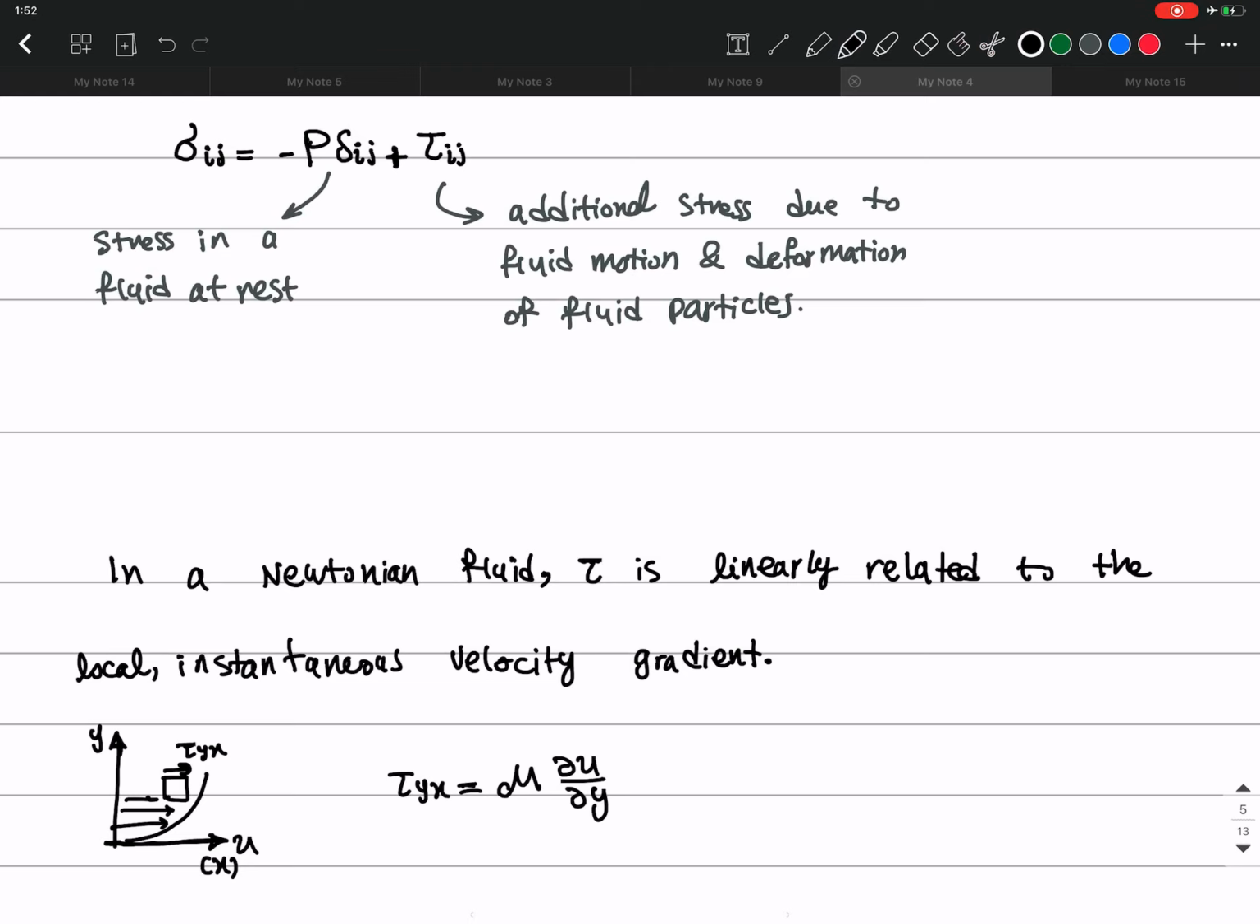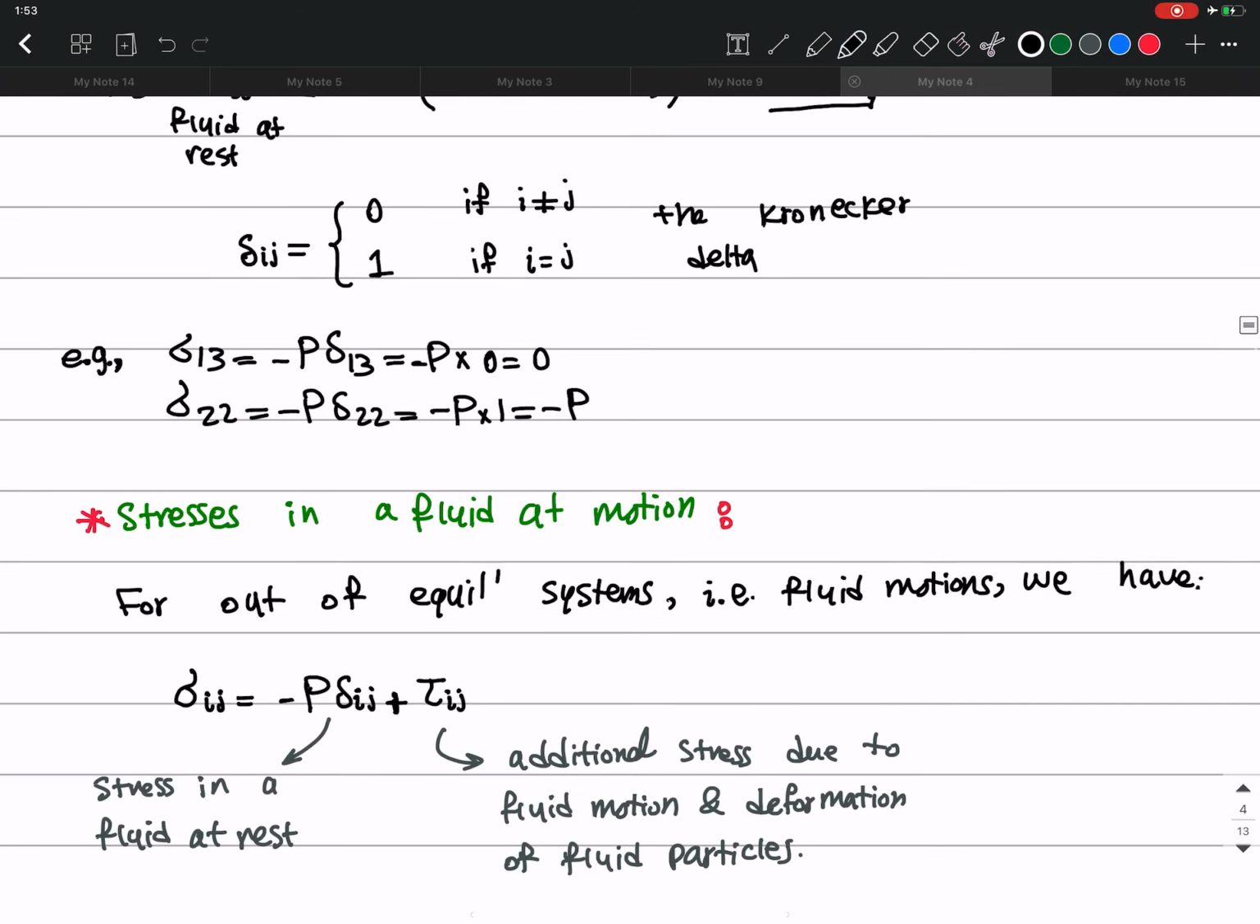Okay, so now we are going to use this, and then in the next session I am going to use this to derive a formula for the tau ij, which are the additional stresses due to fluid motion, and then finalize the stress tensor and put it back into the original momentum equation to derive the momentum equation for viscous incompressible fluids, which is actually going to be the Navier-Stokes equation.